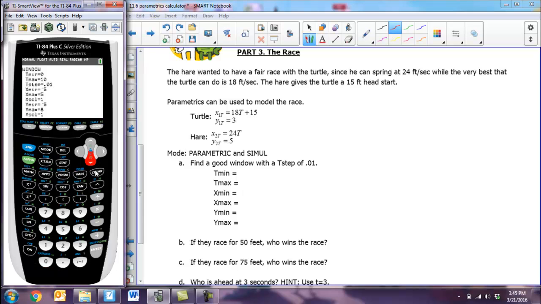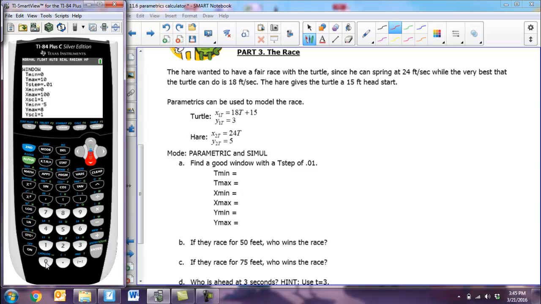Now my x-min and my x-max, this is thinking about the distance that they're going in the race. Well, I know that they're going to start at 0, and then I can kind of guesstimate maybe they're going to go 100 feet. We'll see. We can always change this in a second, and I can change my scale if I need to.